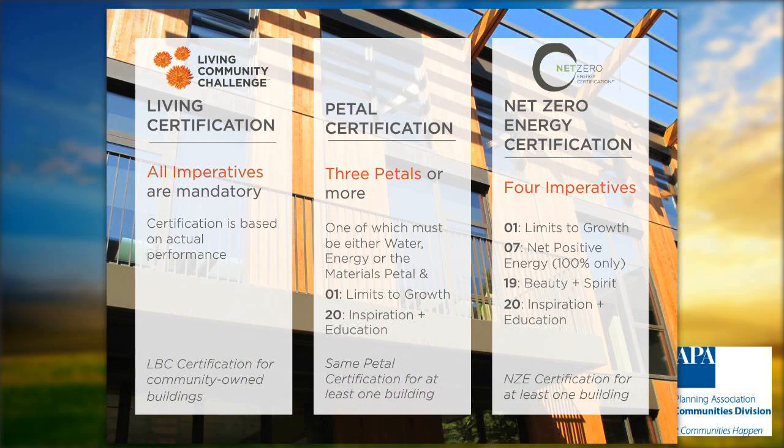There are 3 different levels of certification. Full Living Community Challenge certification means that the community has achieved all 20 imperatives. Petal certification designates the achievement of at least 3 petals, one of which must be water, energy, or materials, along with limits to growth and inspiration. And net zero energy certification is for projects that achieve the core net positive energy imperative, as well as a handful of others.